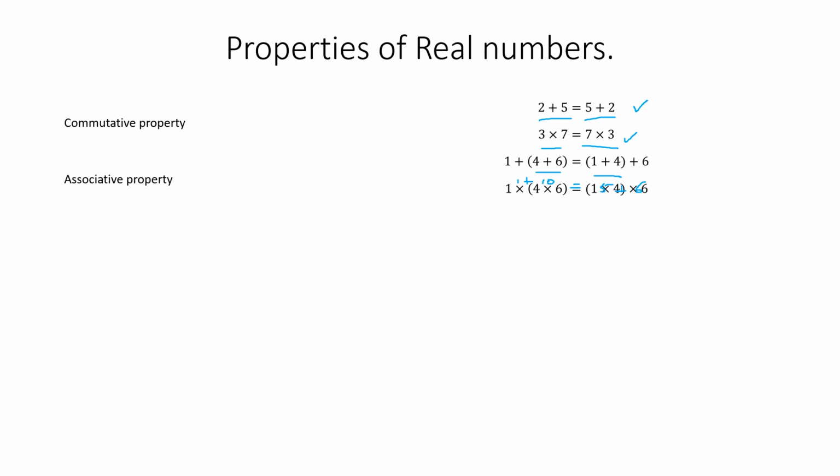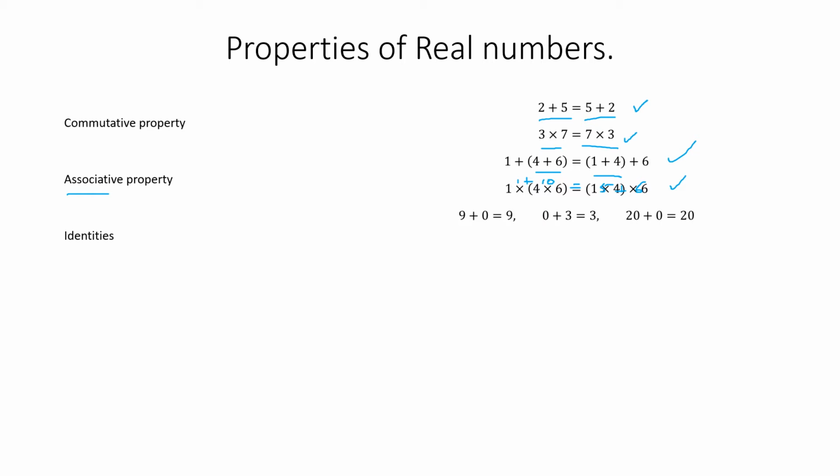Similarly is the multiplication. So we can say real numbers are associative with respect to multiplication and addition. Association means kind of grouping. So if we group the first two and if we group the last two in three numbers and apply the addition operation and multiplication operation, there will be no difference.